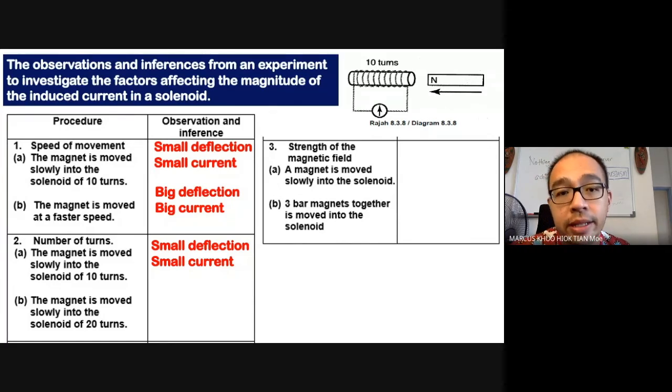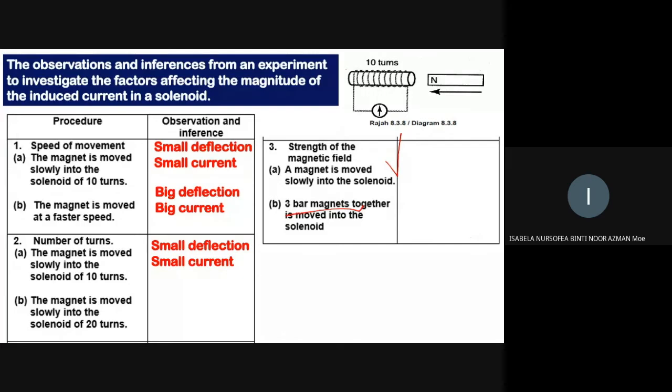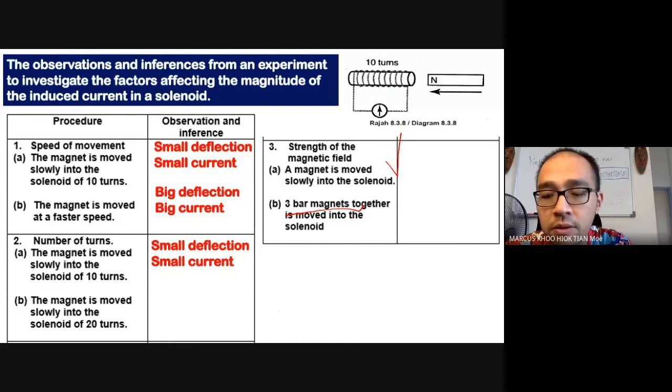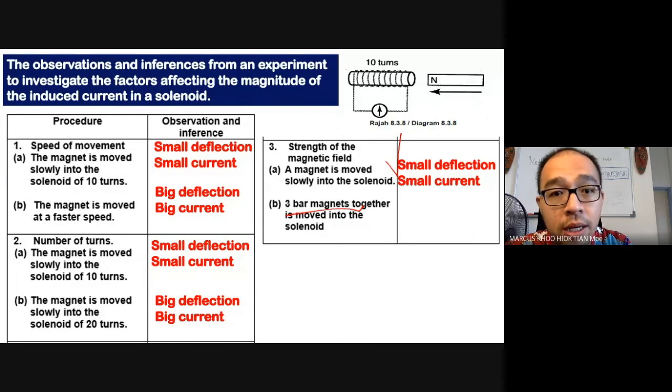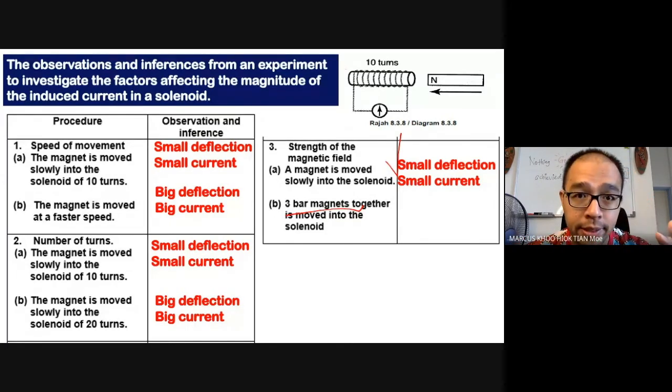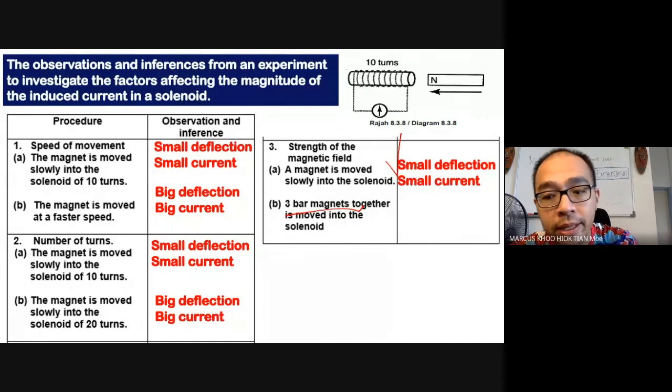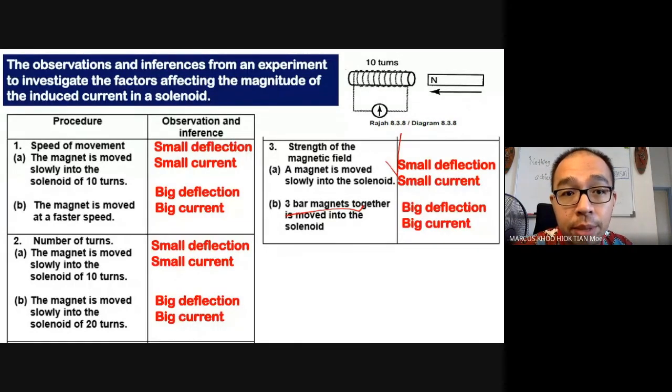Strength of the magnetic field. You will find that the difference between situation A and B is that A is one magnet and B is three bar magnets. Isabella, can you give me the observation for the first one? If you only use one magnet that is moved slowly into the solenoid, what will you get? Small deflection, small current. Okay, very good. You get small deflection and small current because you're only using one magnet as opposed to three magnets. Three magnets will give you a big deflection and big current.